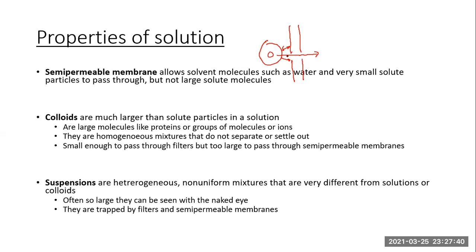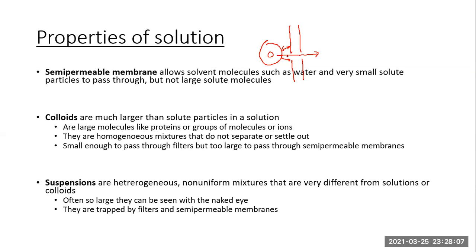Suspensions, on the other hand, are heterogeneous. If you remember, heterogeneous means we see things in different phases. We see different layers, if you will. And these are non-uniform mixtures. They're very different than solutions or colloids. They often can be seen with the naked eye. These are really large things that can get trapped by filters and membranes as well, not going to let those things go through.